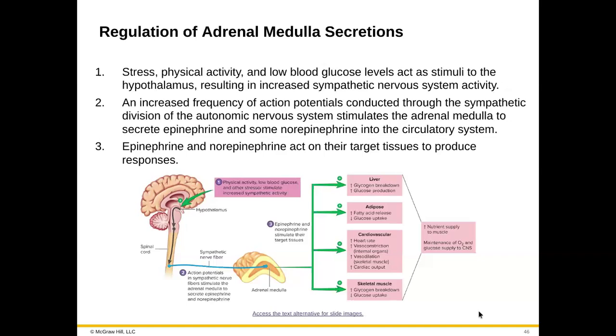So overall, that's going to increase the nutrient supply to the muscles. That's going to increase the maintenance of CO2 and the amount of CO2 that we can use to then go through the electron transport chain, go through aerobic respiration. And we're going to increase the glucose supply to the central nervous system. We're only trying to feed, if you will, areas of the body that are necessary during a sympathetic state. And we're trying to decrease the use of glucose and oxygen in areas of the body where it's not needed at that exact time.